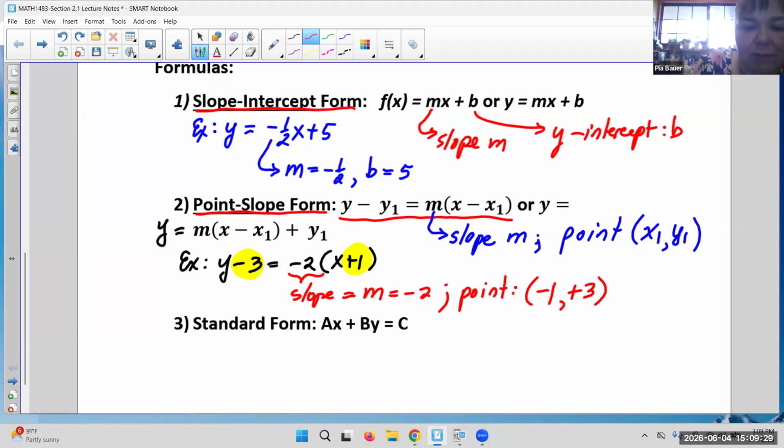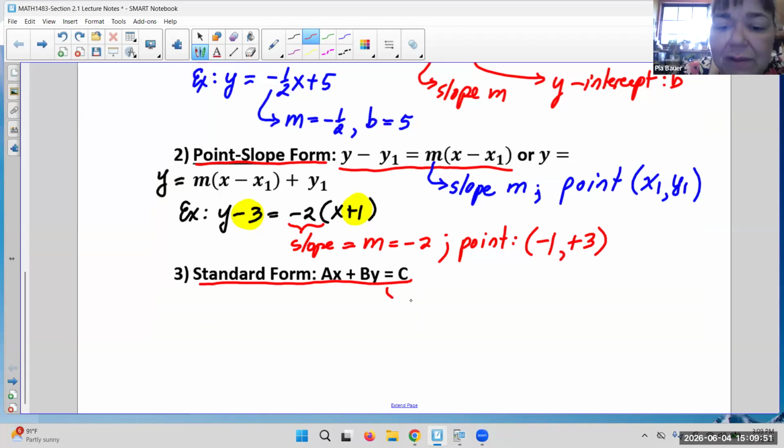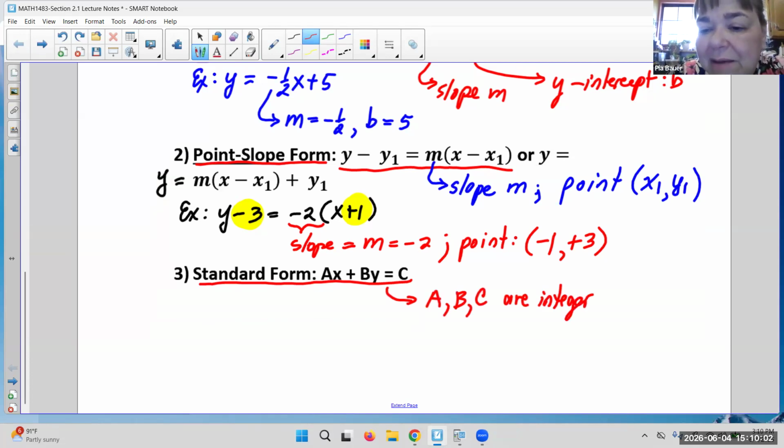Then the last form that we use is called the standard form, ax plus by equals c. It's not exactly a typical equation that is used to write your final answer in. It's more the kind where you're given the linear equation in that particular form. But one thing that you need to know is that a, b, and c are integers. What does that mean? It means whole numbers that are positive or negative. In other words, no fractions, no decimals.